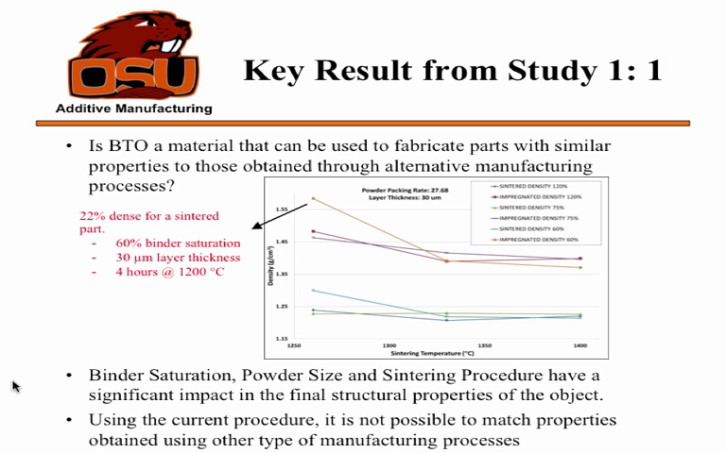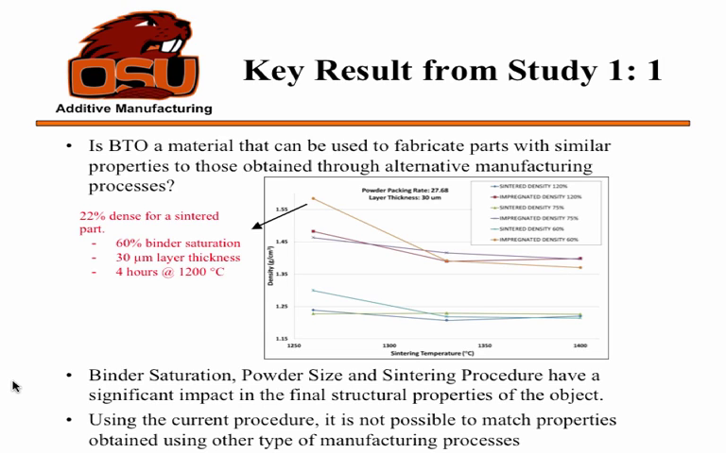So this graph shows, sorry, the question is whether barium titanate, I think it's called, can be used to fabricate parts with properties similar to those obtained through alternative manufacturing processes. And what they found is that at most they can obtain a part that is 22% dense if they use 60% of the theoretical amount of binder that they can use. They can go over and up to 120%.